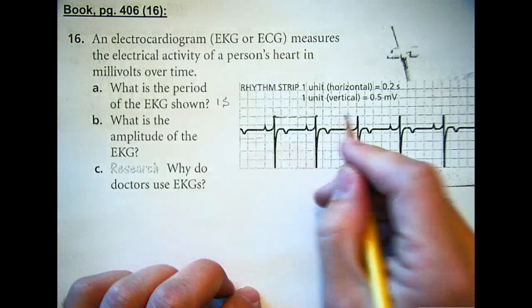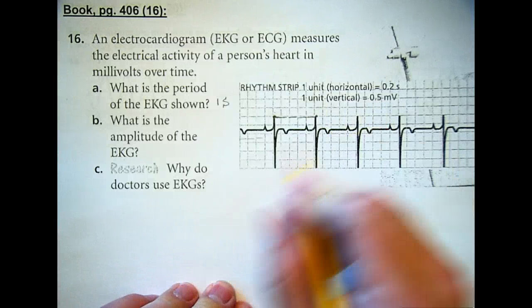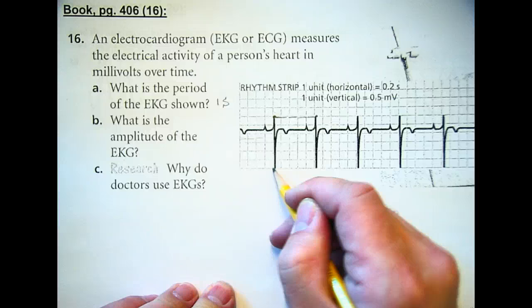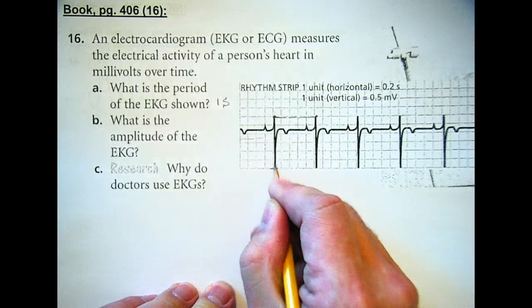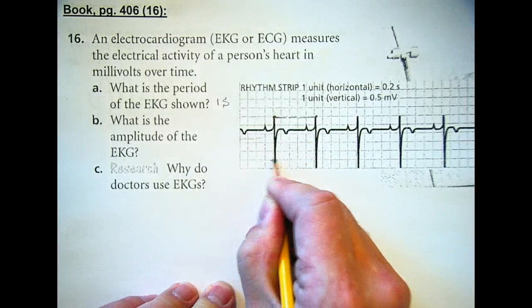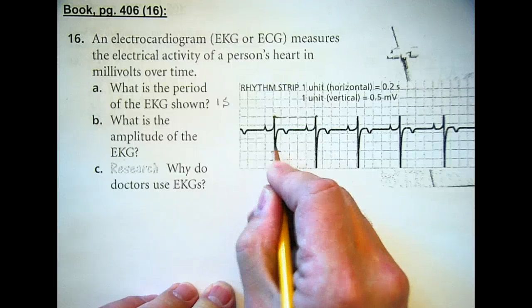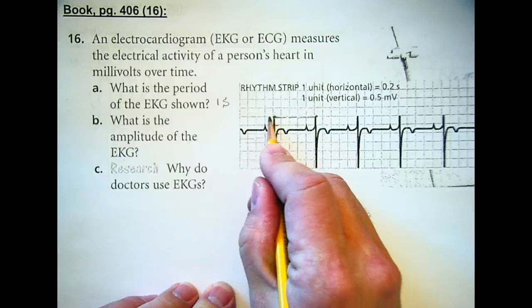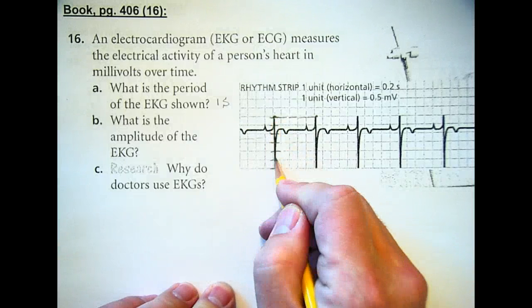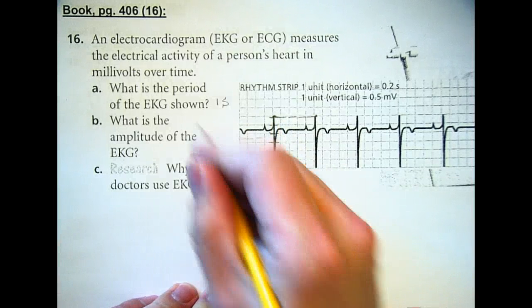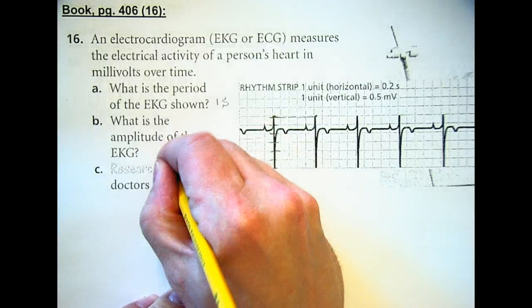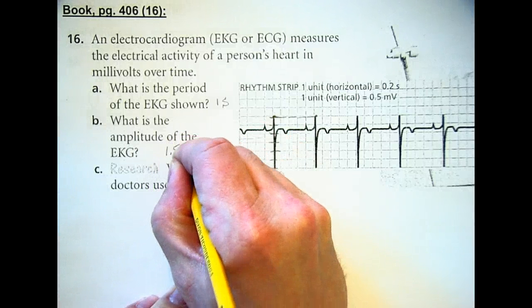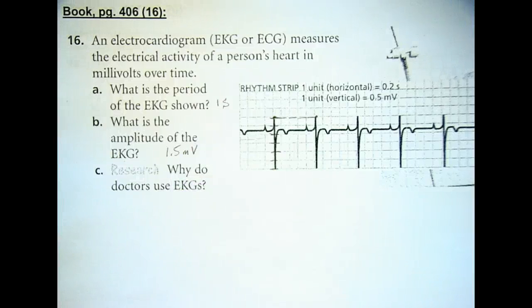All right, vertical. Each box represents 0.5. So the height from minimum to maximum, it's 5/10, 1, 1.5, 2, 2.5, 3. 3 cut in half is 1.5. Don't forget to cut it in half. 1.5 mV. Why do doctors use EKGs? Anyone know?